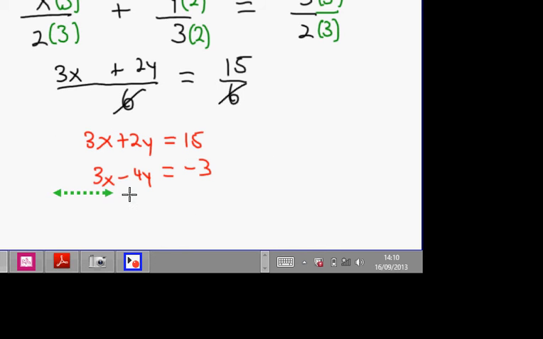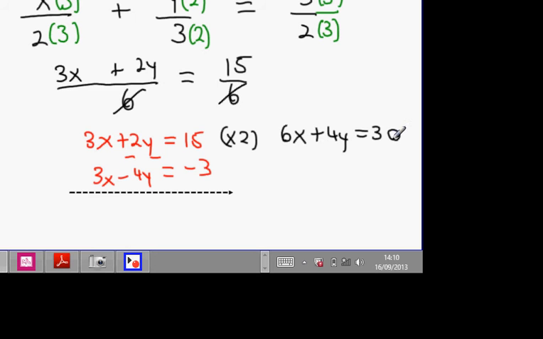Now, to get rid of the y's, we basically need to times the top one by 2, because if we were to change 2y into 4y, it would get rid of it quite easily. So we're going to multiply the top one by 2. When we multiply it by 2, we get 3x times 2, 6x, 2y times 2, 4y, and 2 times 15 being 30.